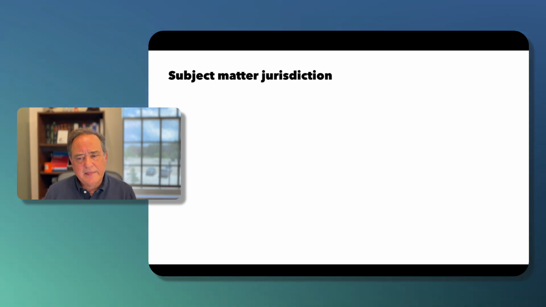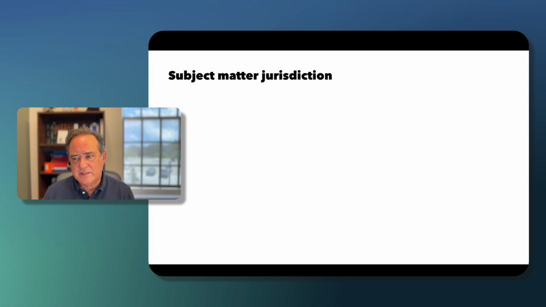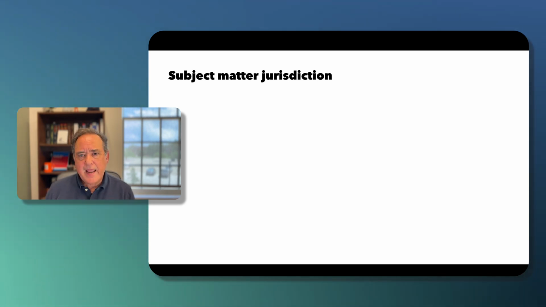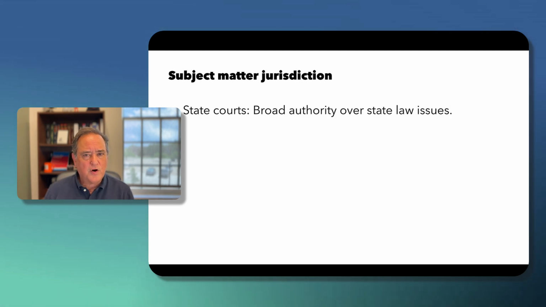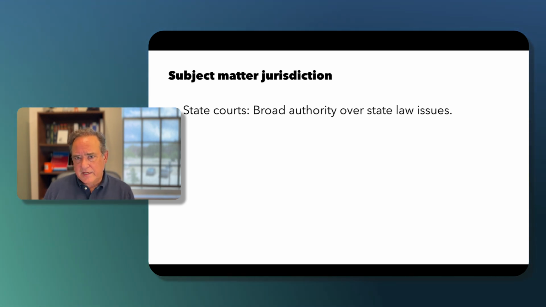Let's look a little more in detail at subject matter jurisdiction. Now again, for state courts, for your state trial courts, they have broad authority over state law issues. As I mentioned, a district court in Texas can hear pretty much any dispute, regardless of the amount in controversy. It could be $1,000, it could be $1 million. The court still has authority over that. So anything having to do with state law, state courts, even at the trial court level, have jurisdiction.